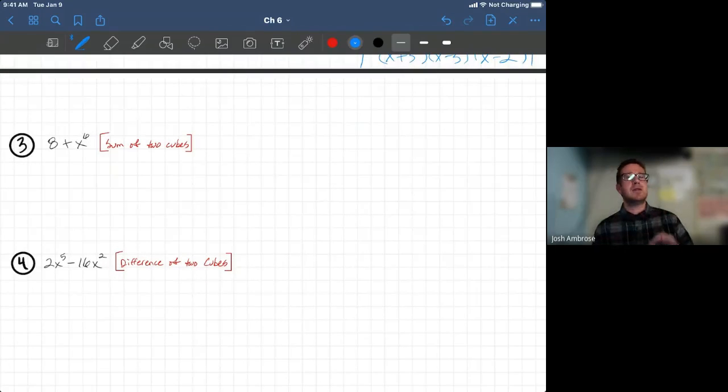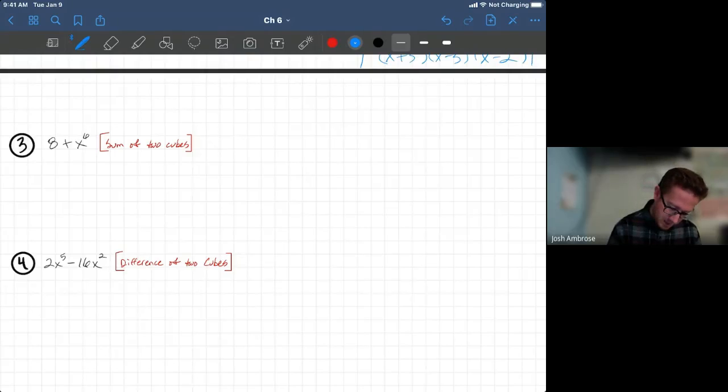We need to find out if it's possible to make the number 8 convert into a cube. And is it possible to make x to the 6th power convert into a cube? The answer is yes. We can do it for both. All right, so here's how we do that.